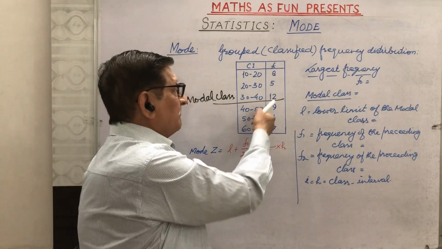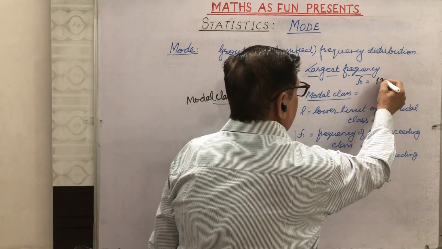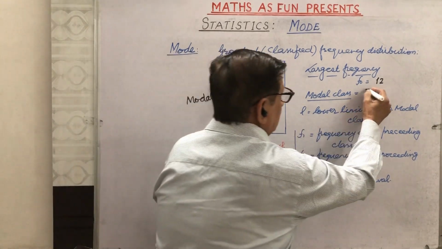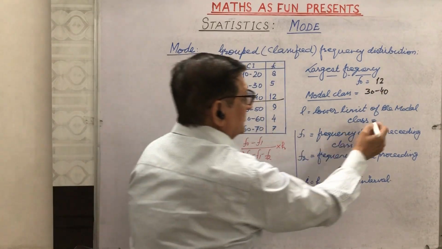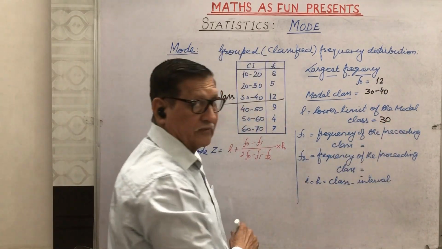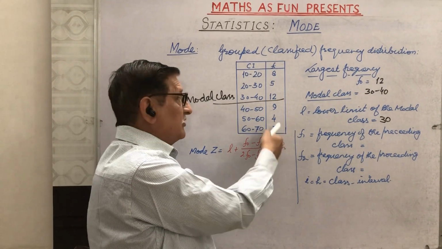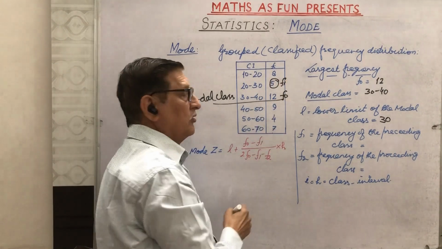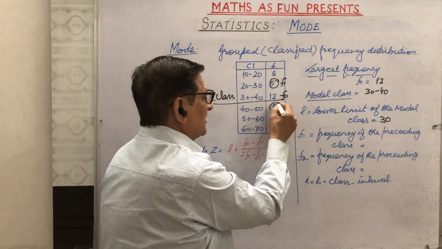So here we find the maximum, the largest frequency F0 is 12. The corresponding class, which is the modal class, is 30 to 40. Then the lower limit of this modal class is 30, that is L. F1 is the frequency of the preceding class. This is F1, this is F0. And the frequency of the proceeding class is known as F2.